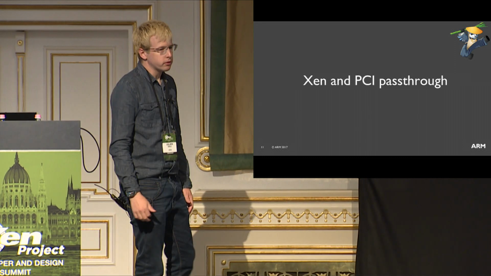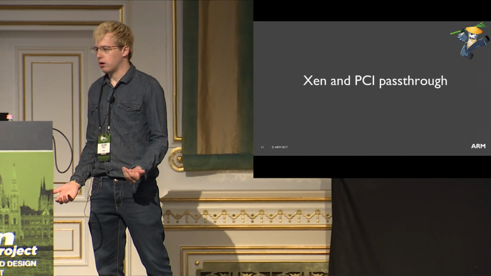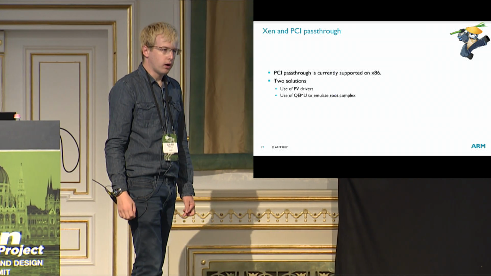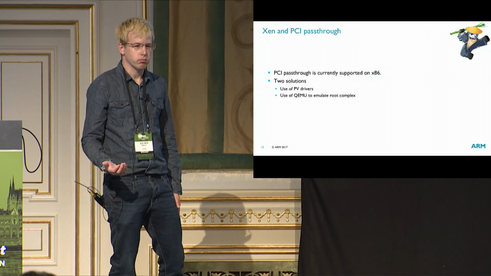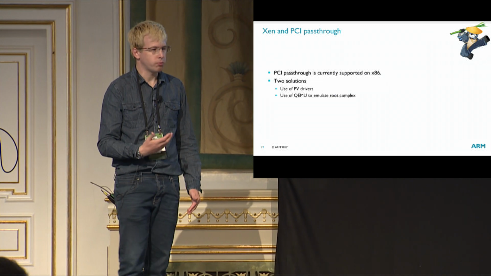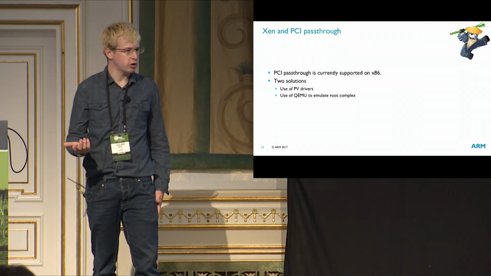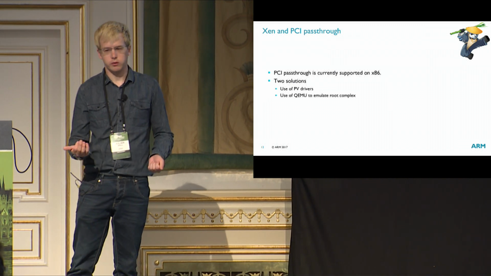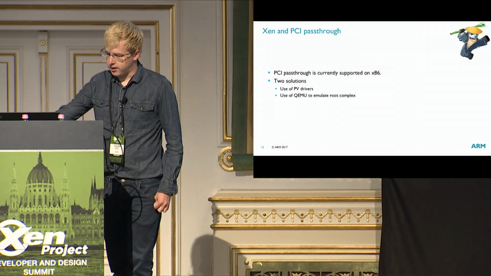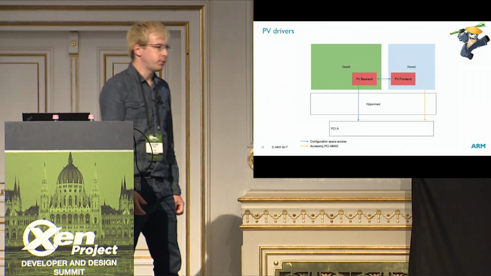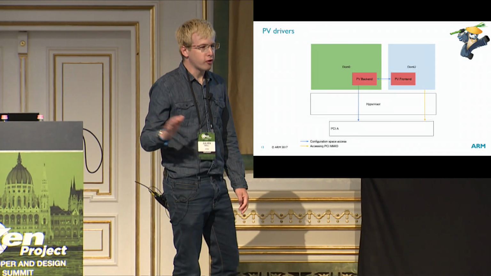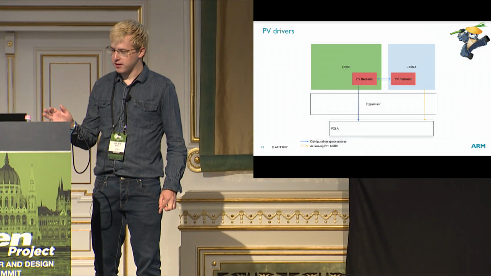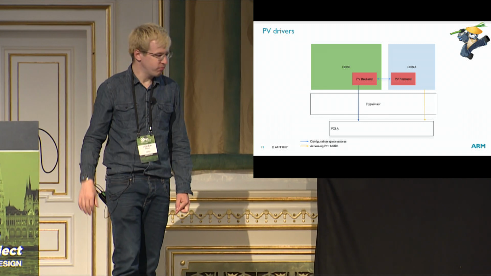So on Xen we already support pass-through for x86. There are two different solutions. I would say there is a PV solution, I will go through a slide just after, and there is a QEMU solution for HVM. Let's start with the PV drivers. This is a rough idea. It's not everything, and I think there would be quite many things in it.